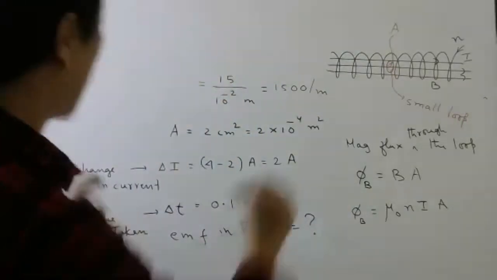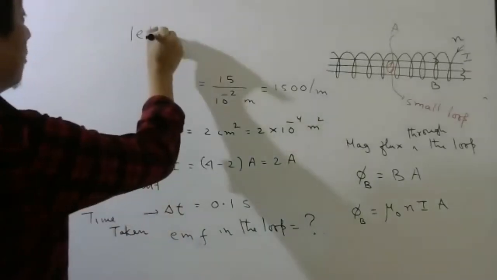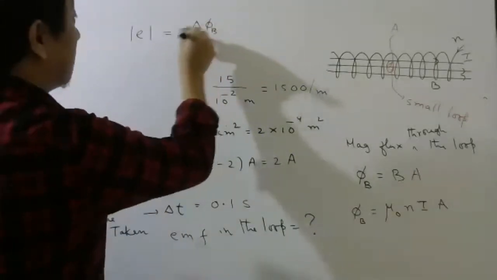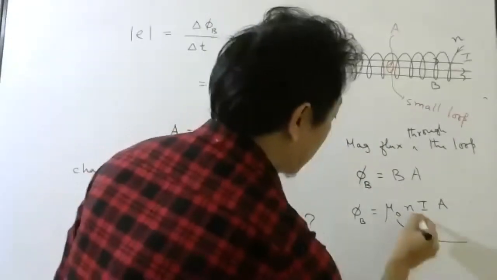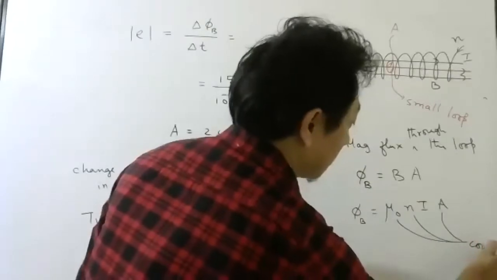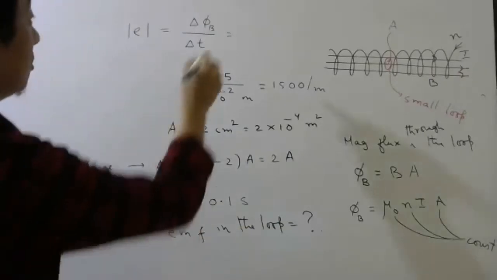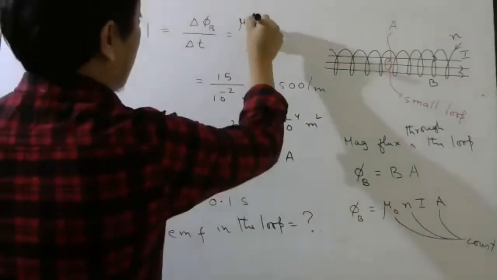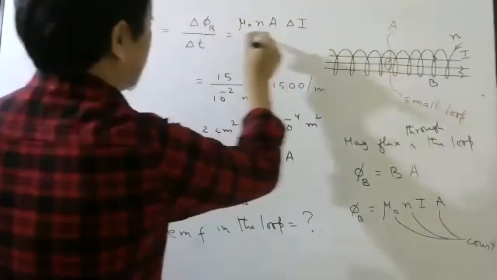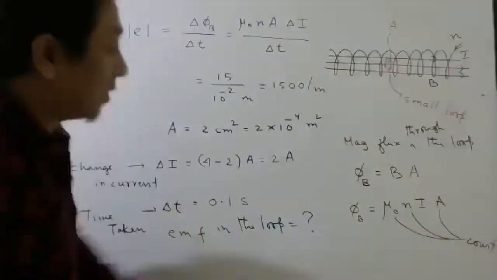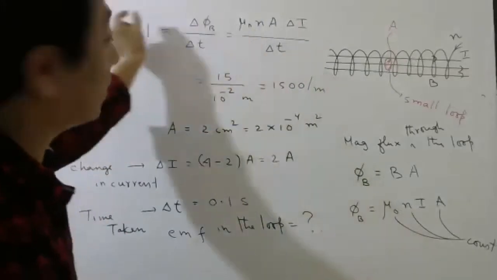So this is the flux. What is the formula for EMF induced? Magnitude only we will calculate. That will be change in flux divided by time interval. Now here these ones are constants, right, students? So constants you take outside: mu naught n a, change in current, divided by delta t. So please substitute this flux here. Then constants you take outside.